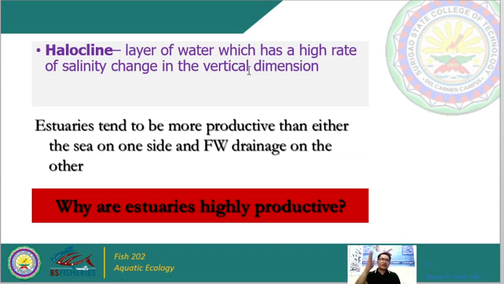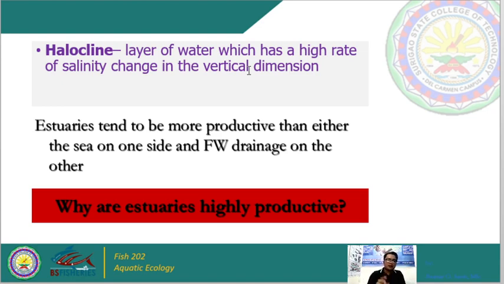Okay, so there is a very high variation with regards to the salinity level with respect to the layer or the depth of the ocean. Okay, estuaries tend to be more productive than either the sea on one side and the freshwater drainage on the other. Why are estuaries highly productive?